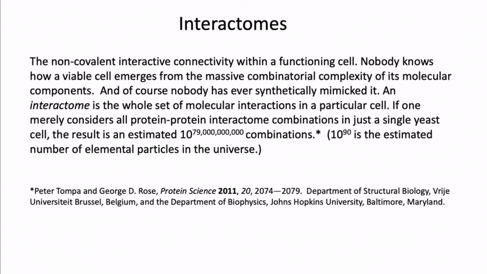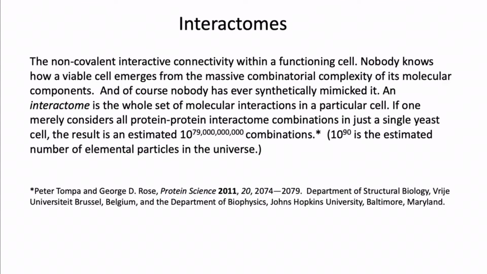Interactomes. This is the non-covalent interactions that function within a cell. Nobody knows how a viable cell emerges from massive combinatorial complexity of its molecular components. And of course, nobody's ever synthetically mimicked it. An interactome is the whole set of molecular interactions in a particular cell. If one merely considers protein-protein interaction combinations in just a single yeast cell, the result is an estimated 10 to the 79 billion combinations. That's estimated by these folks at Johns Hopkins and Brussels, all right?